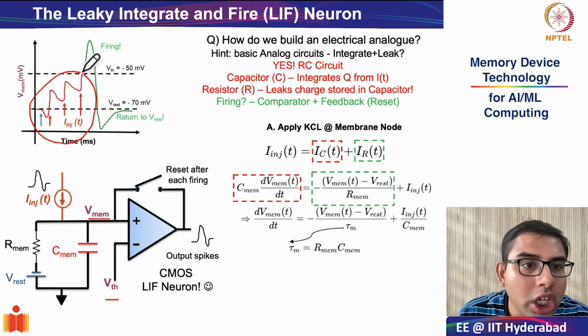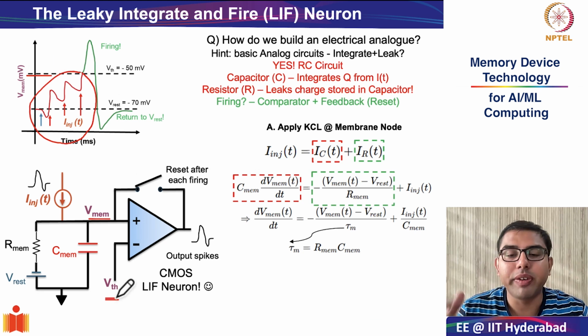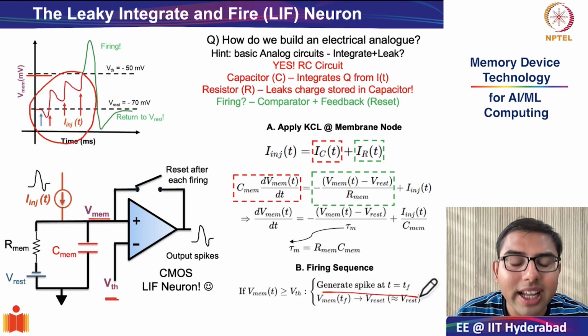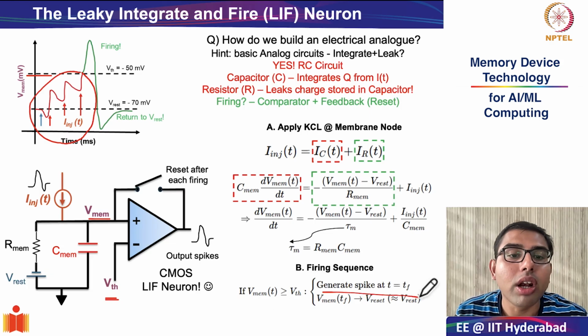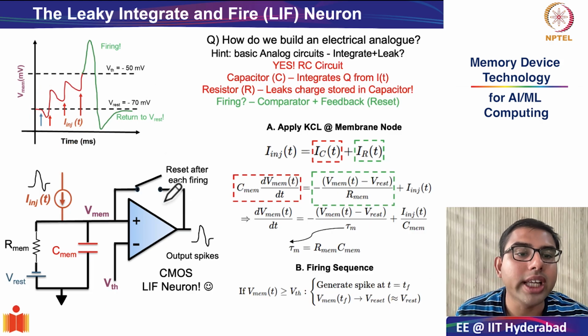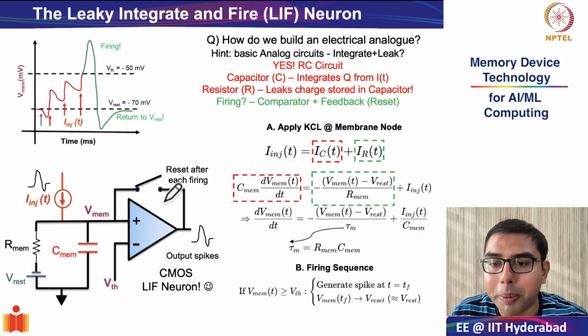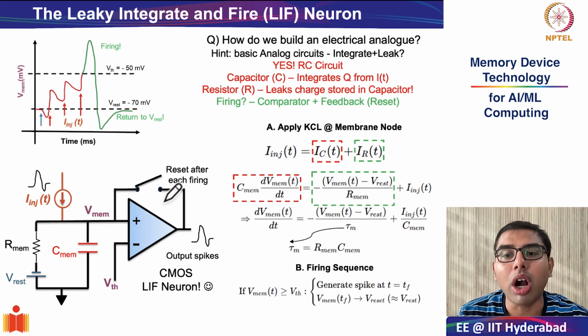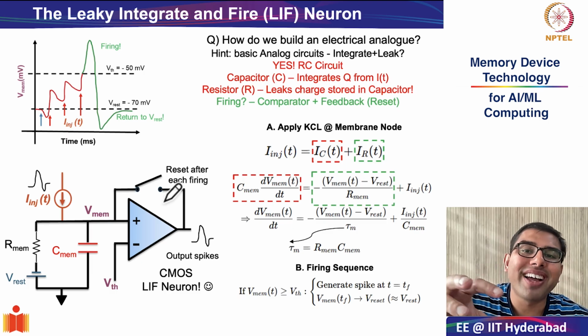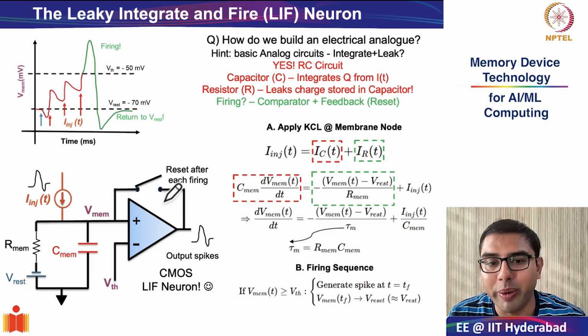But what happens when the membrane potential reaches the threshold? As we know, there is a firing, and this is what happens. A spike is generated at that particular instant of time, and after that the membrane potential is reset by closing this feedback loop. And this set of equations is what is implemented when you start implementing a leaky integrate fire neuron in software.